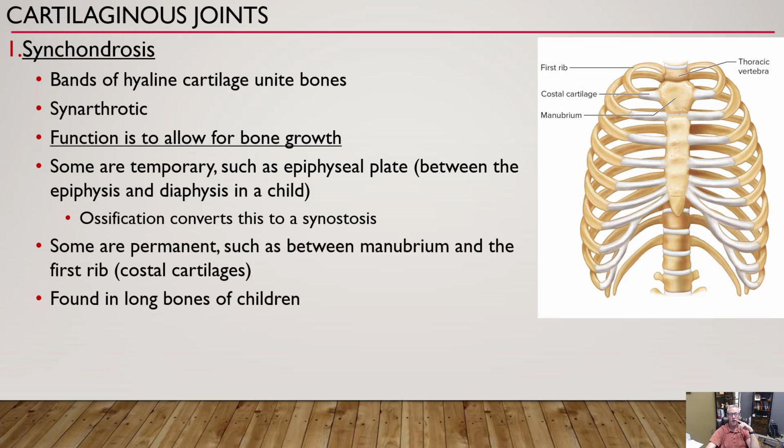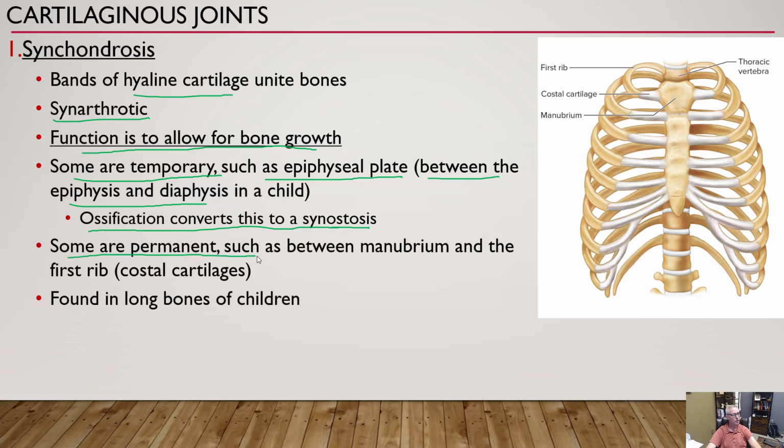Synchondrosis joints are basically hyaline cartilage that bind those together. They are synarthrotic, and their function is basically to allow for bone growth. Says here some are temporary. Remember that the epiphyseal plate, or your growth plate, allows for bone growth between that epiphysis and diaphysis. And then at some point that ossification converts it to a synostotic joint.